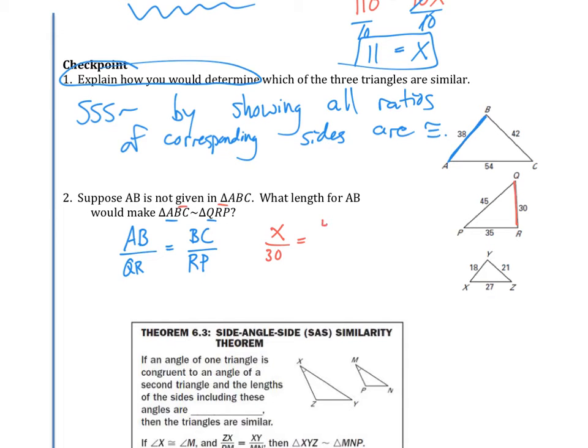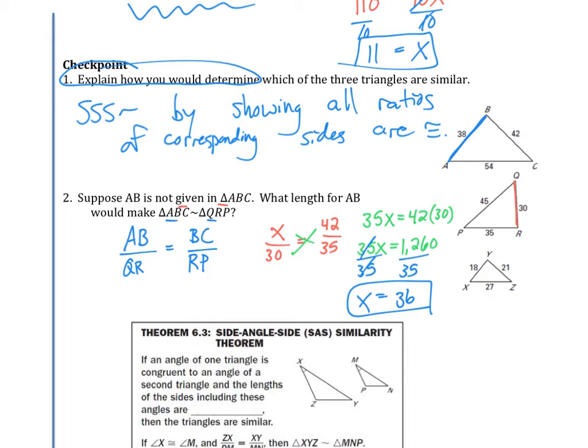BC is 42. And RP is 35. So we would cross multiply that, and we would get 35 times X equals 42 times 30. So 35x equals 42 times 30, which is 1,260. And then we divide by 35. X equals 36.